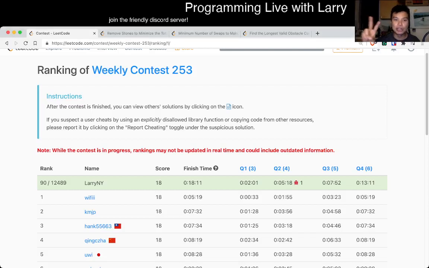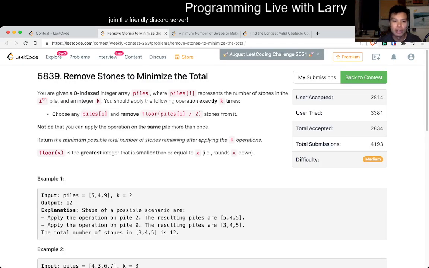This is me going over Q2 of the weekly contest 253. Remove stones to minimize the total.